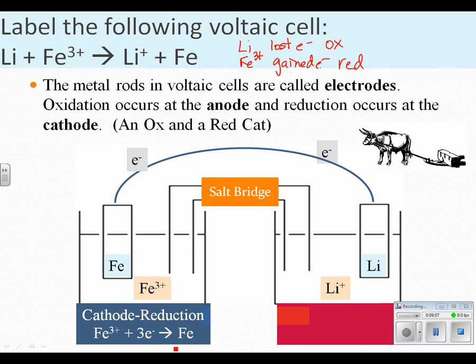If we were going to write the half reaction with that, we would write Fe3 positive plus 3 electrons gives us just regular Fe. Then for the Li, on the product side, we'd have Li positive plus 1 electron to balance that out. And that would be labeled as our anode, since that's where oxidation occurred. Remember, red cat and an ox. Those would be ways to remember this.